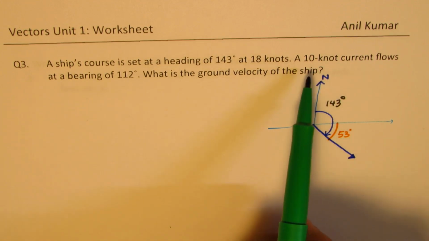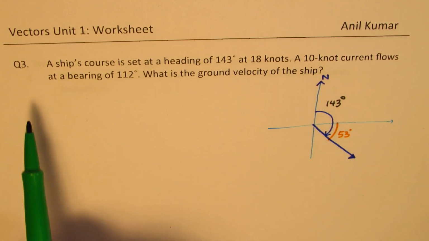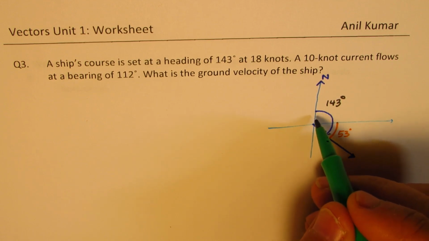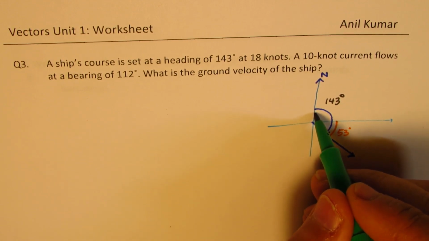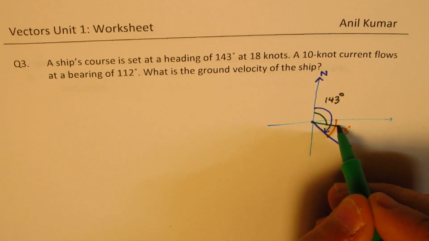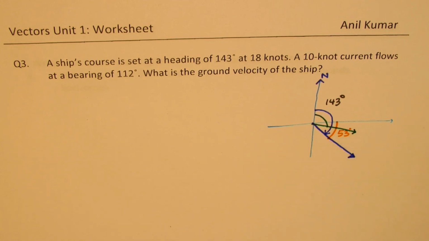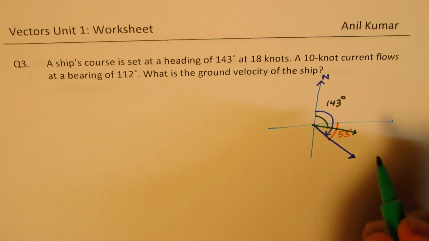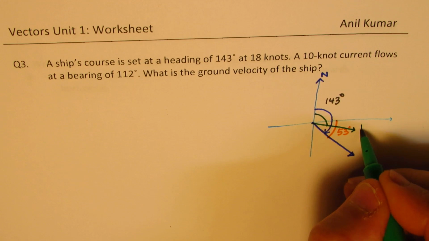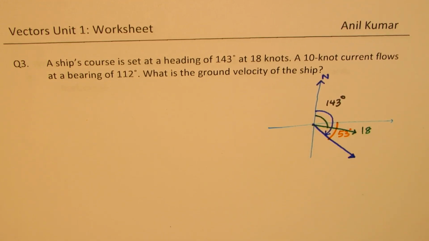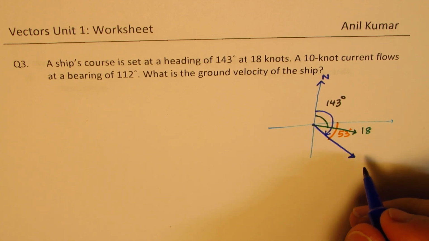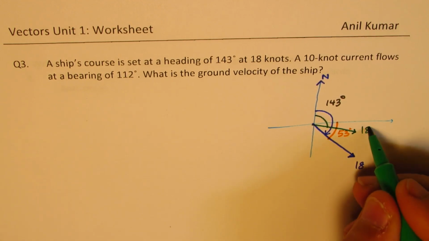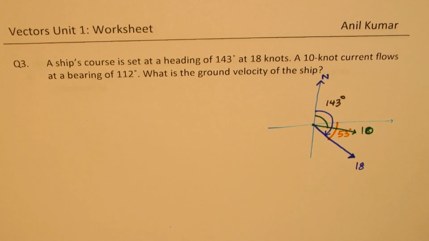The other one is a 10 knot current flowing at a bearing of 112 degrees. So 112 is also greater than 90, right? So 90 plus 22, right? So it is kind of like this, slightly less. Let's go like this, and a little smaller than this. Okay. So we have these two components, that being the wind, right? Which is 18 knots, and that is 10 knots, okay.